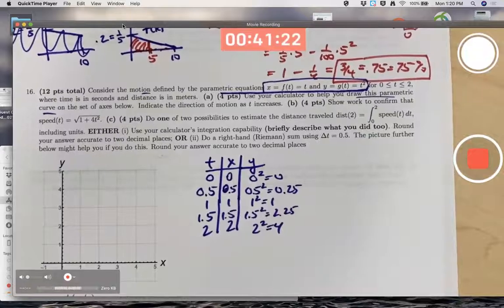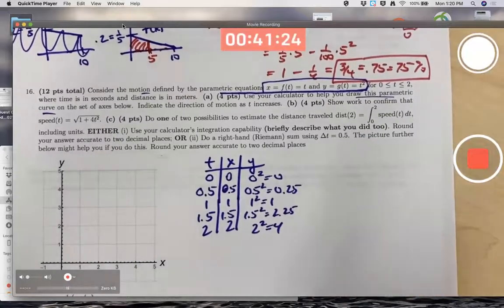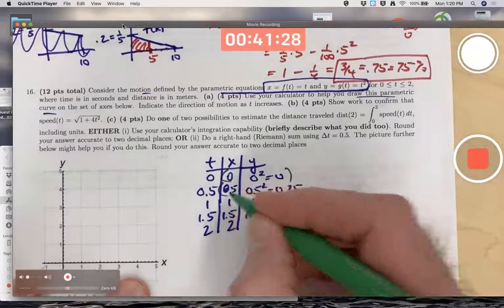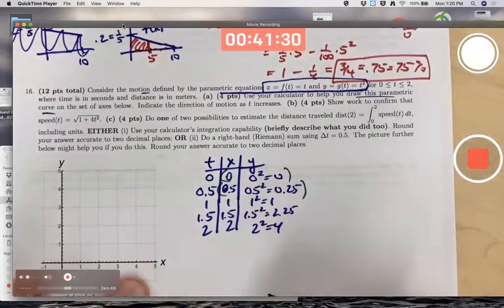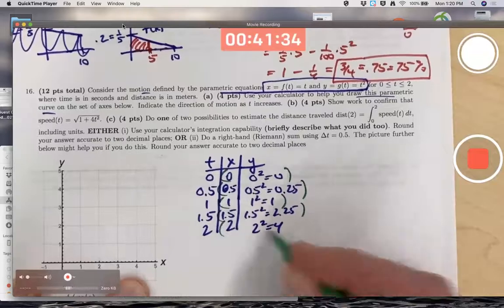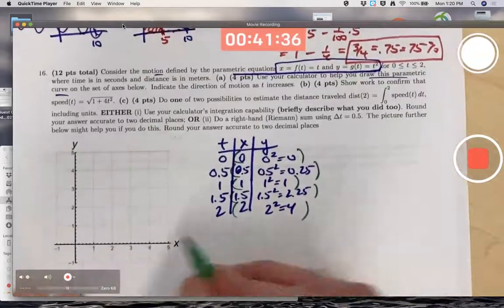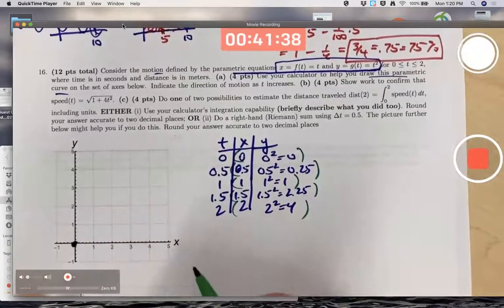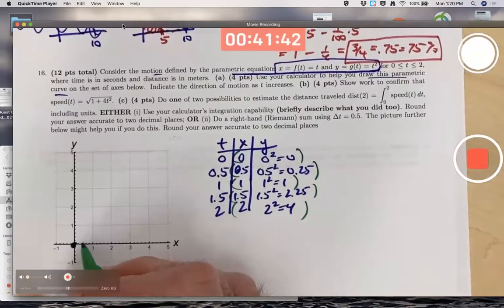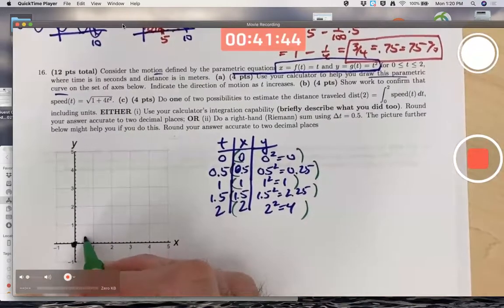I can now plot those points. (0, 0), I'm focused on x and y now, not t. (0.5, 0.25), (1, 1), (1.5, 2.25), and (2, 4). Think of those as points. (0, 0) is the origin. X equals 0.5, y equals 0.25 is about here or so.